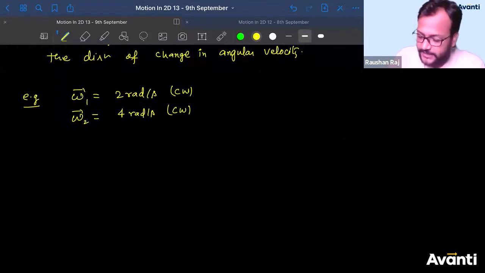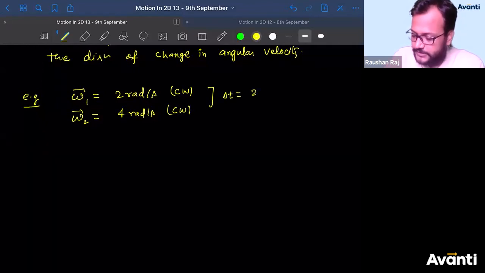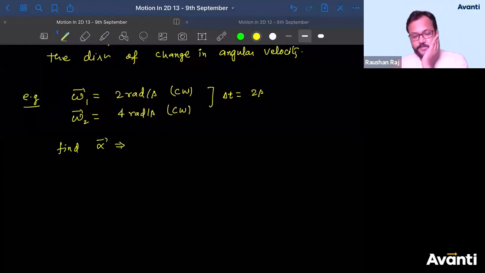अच्छा, कितना टाइम में बच्चा? तो in time, let's say 2 seconds. Now my question to you is, find angular acceleration and with the direction. Tell me guys, what will be the answer?